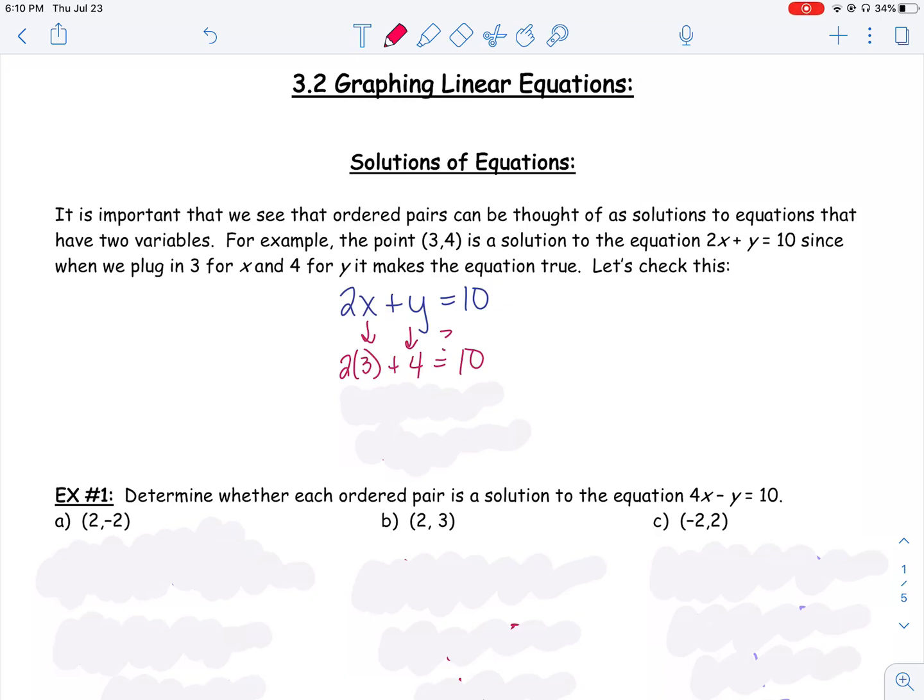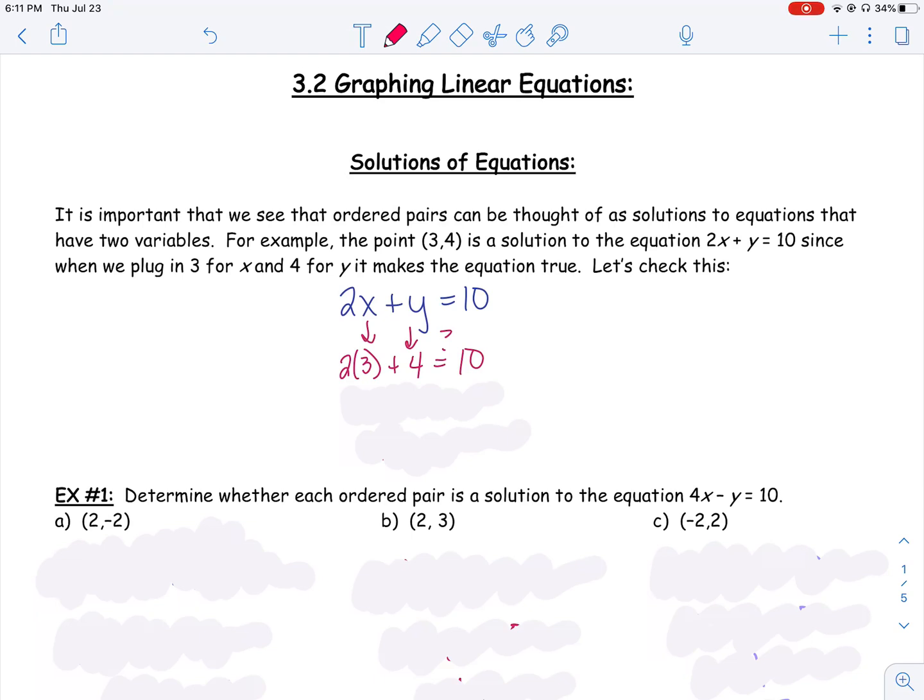Okay, we saw in our last section how to plot a point or an ordered pair, right? Well, in this section, we're going to talk about that ordered pair being a solution to the equation. It's important to see that an ordered pair can be thought of as a solution to an equation with two variables, an x and a y.